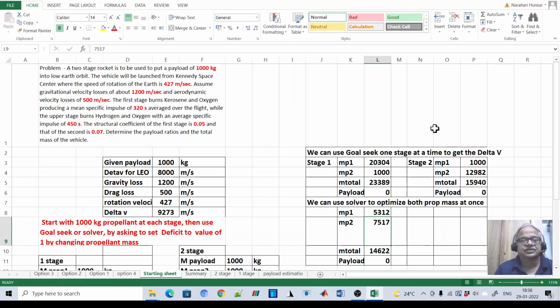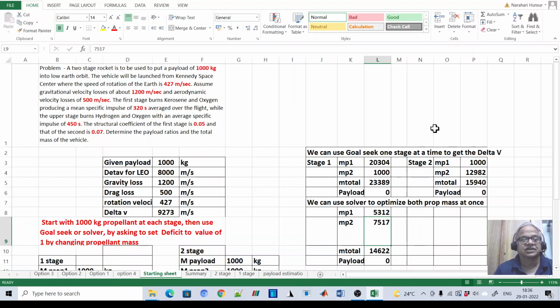The structural coefficient of the first stage is about 5%, meaning that the structure weighs about 5% of the total propellant weight. When I say structure, it's not only the structure, it's the electronics, the nozzle, all other things which are used to fabricate a stage. 5% is pretty low, but as I said, this is an illustrative problem. We can change that later when we want. The second stage being a cryogenic stage, the tankage and other things are heavier, so that will be around 7%. So the basic idea is to determine the payload ratios and the total mass of the vehicle.